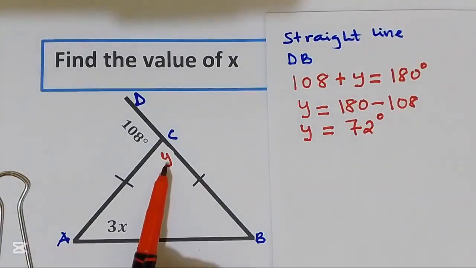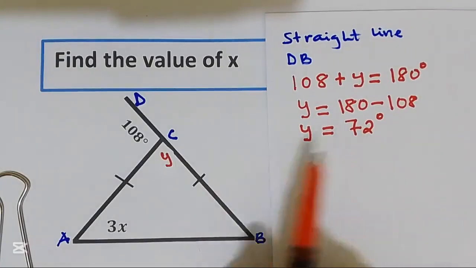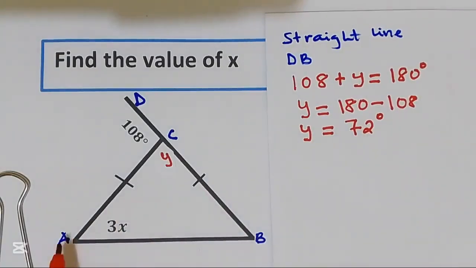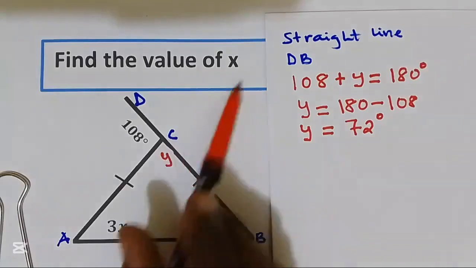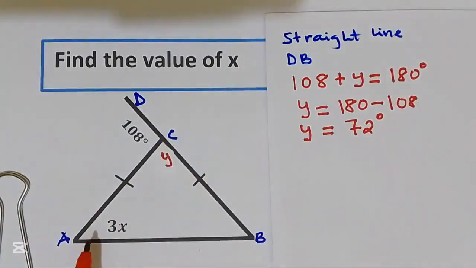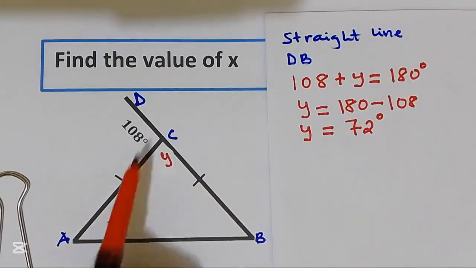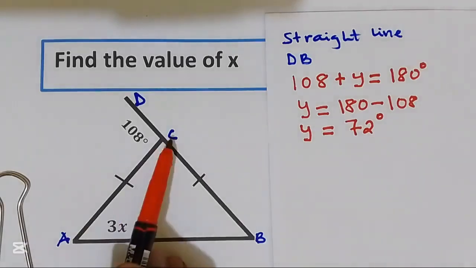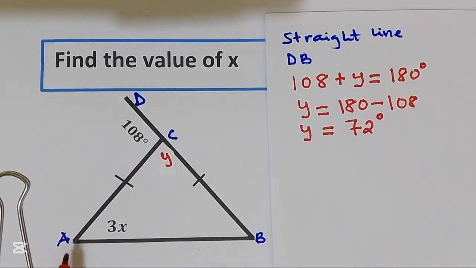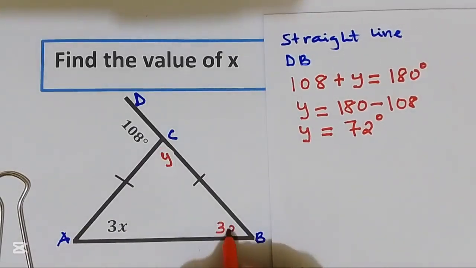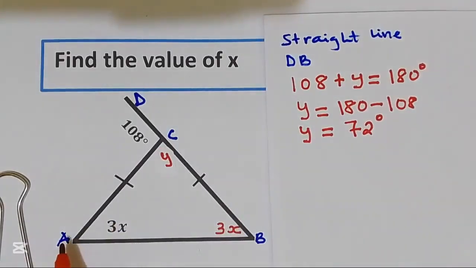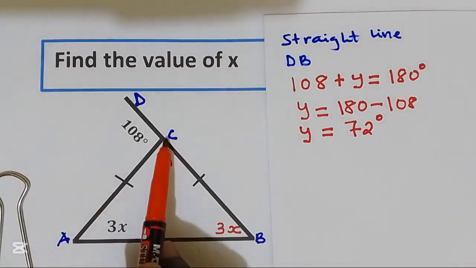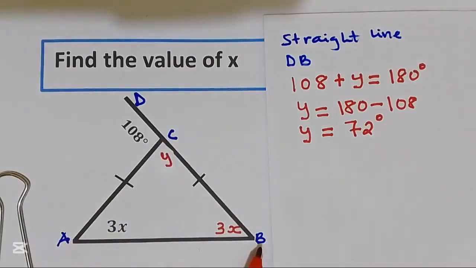Having the value of Y equal to 72, now we can use isosceles triangle ABC to get the value of x. We know the base angles of an isosceles triangle are equal. That means angle CAB is equal to 3x and angle CBA is also equal to 3x, since line AC is equal to line CB, as they showed us by using these symbols.